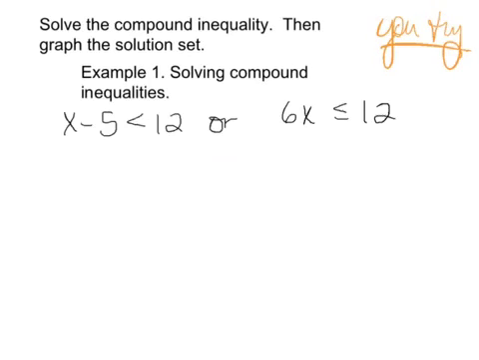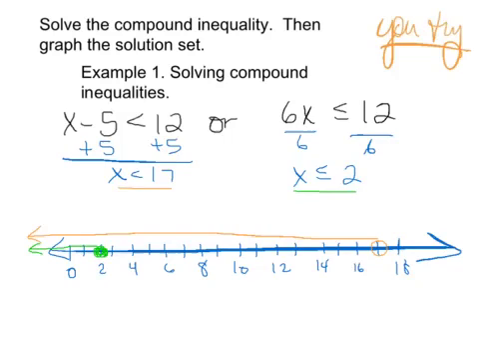Solve and graph. You try it. Right, I solved this one. Got x is less than 17, which I've graphed in orange, and x is less than or equal to 2, which I've graphed in green. Remember, a disjunction means that your answer has to satisfy one or the other, not both. So it satisfies one or the other.